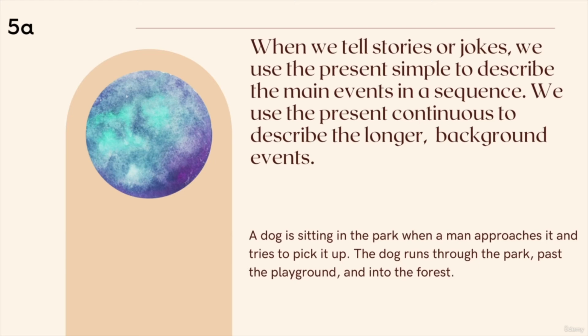The verbs we have here are: sitting, approaches, tries, runs. So why is sitting in the present continuous, but approach, try, and run are in the present simple? Because approach, try, and run describe the events that happened in a sequence, one after the other. But sitting describes the background event. The dog was already sitting in the park before this story began. So that's important to remember too. Present continuous describes the longer background events. Present simple describes the main events in a sequence.